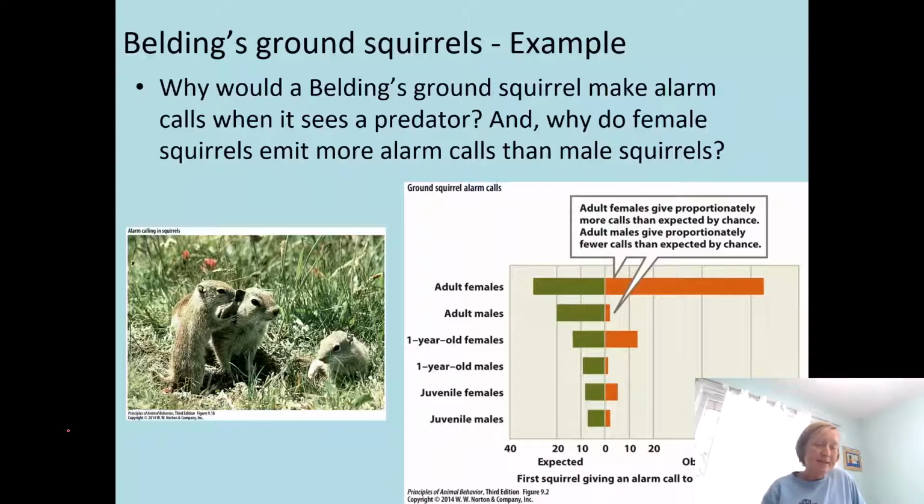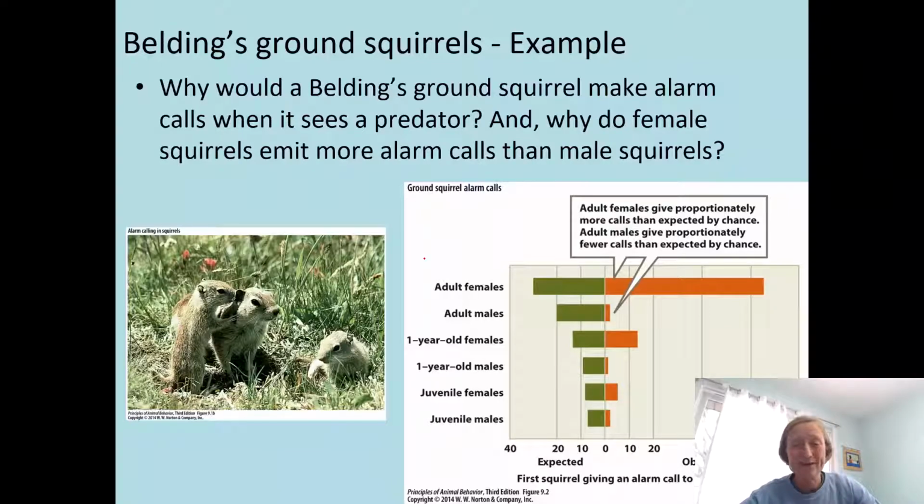Well, kin selection would say, hey, maybe they make alarm calls because R times B is greater than C, right? The benefit to their relatives, especially if they have a lot of relatives in the community, is going to be bigger than their potential cost, which is perhaps getting eaten, but maybe not. And why do females emit more alarm calls than males? And is that really true? Researchers have shown that that really is true. Females emit more alarm calls than expected.